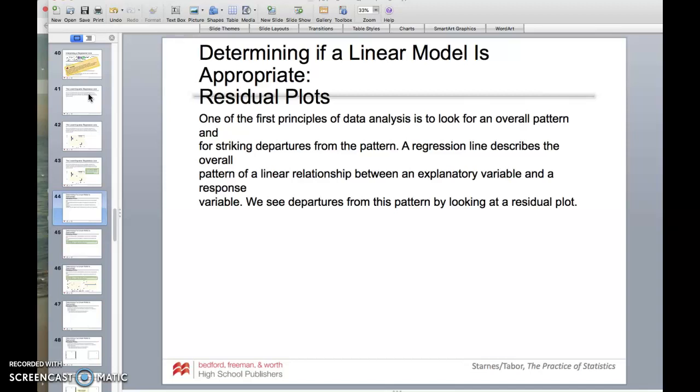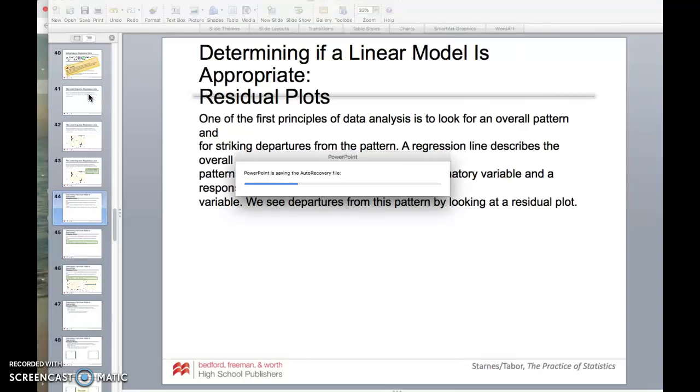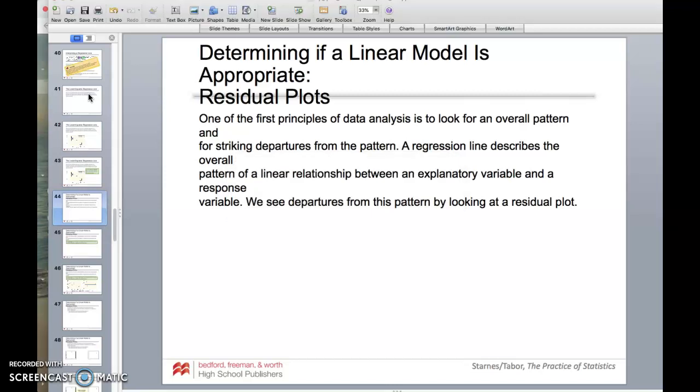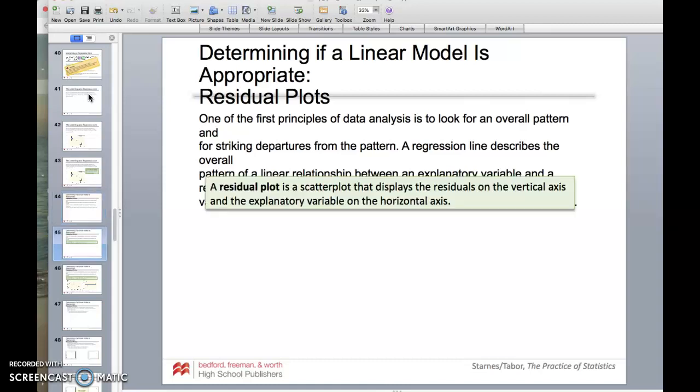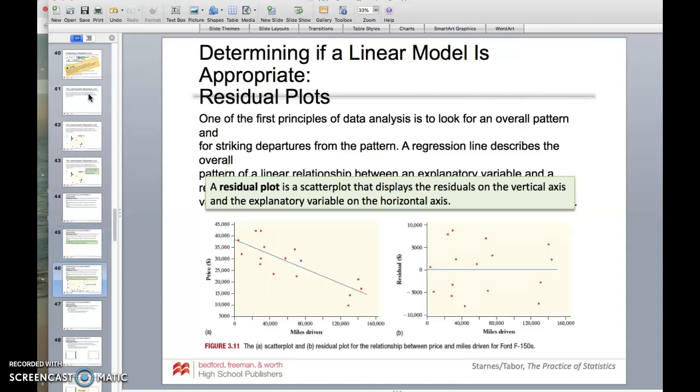We can use residual plots. Again, a regression line describes the overall pattern of a linear relationship between an explanatory variable and a response. We see departures from this pattern by looking at a residual plot. A residual plot is a scatter plot that displays the residuals on the vertical axis, and the explanatory variable stays on the horizontal axis. So again, here it is.